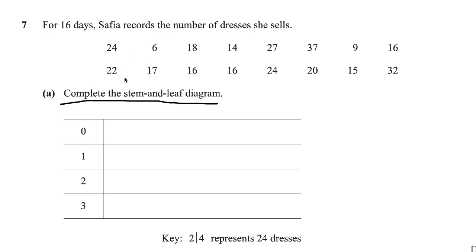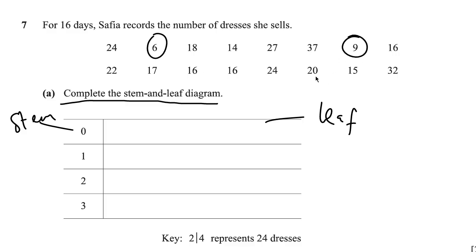Looking at the record, this is the stem, and this part represents the leaf. You could see values that just have a digit. We could see 6 and we could see 9, so we place them here, 6, 9, because this is 0, this is 6, this is 9.